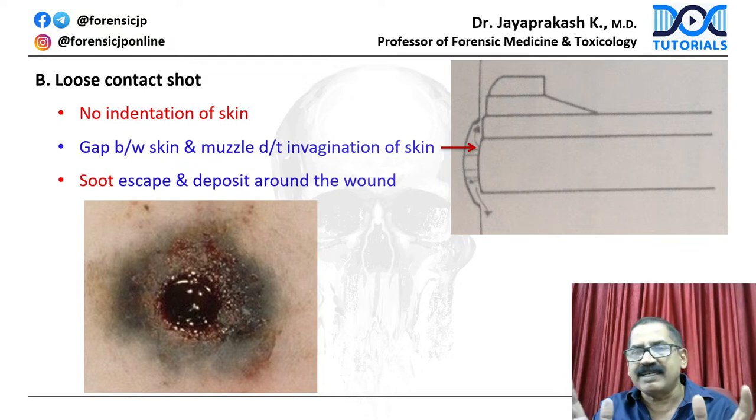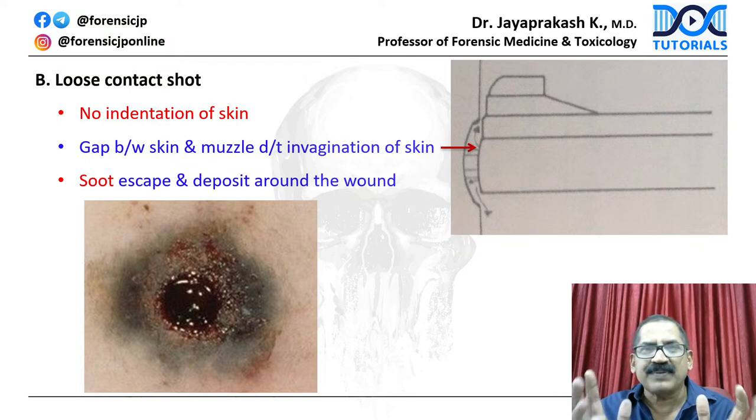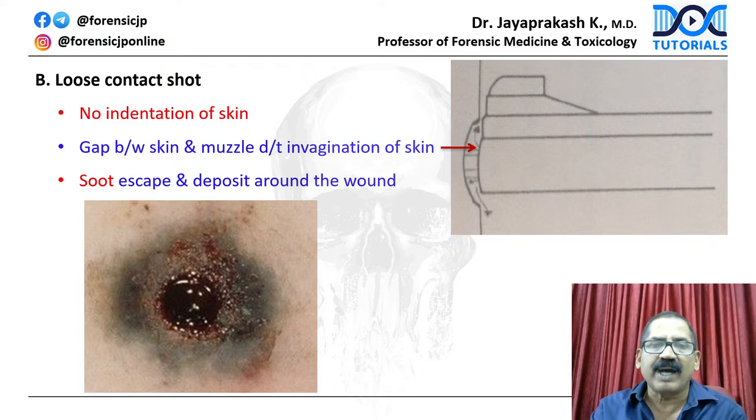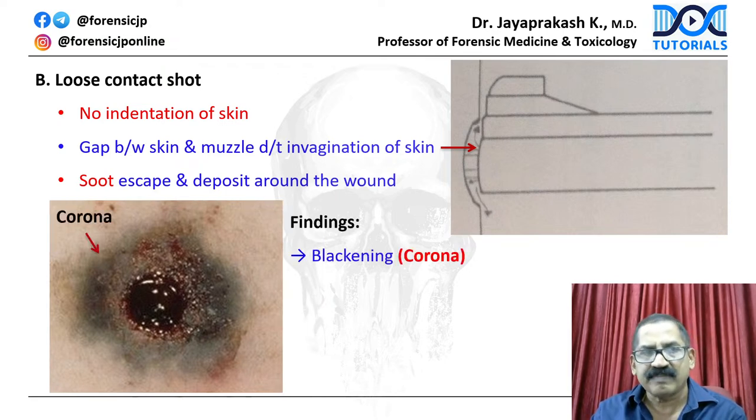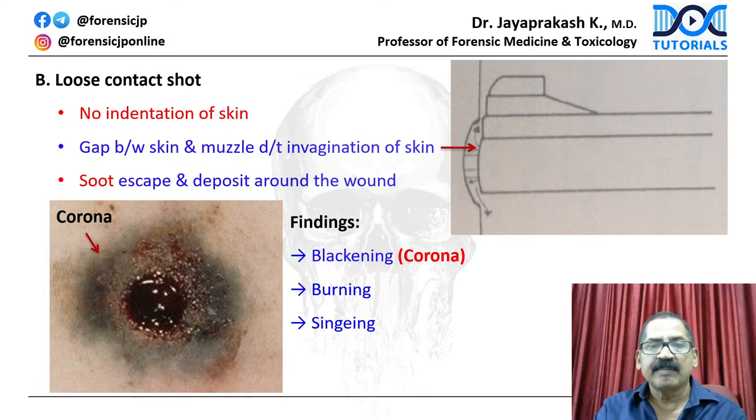It is just like in God's image, we can see the head surrounded by a halo. That's why it is known as corona. So what you see, of course, wound of entry is there, surrounded by blackening, that is known as corona. There may be burning because of the hot air as well as the flame escaping through the gap. Meantime, there may be burning of the hair, known as singeing of the hair.